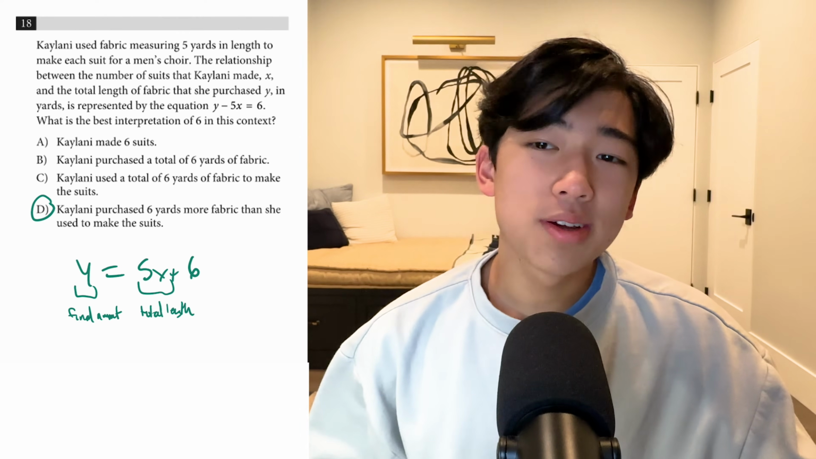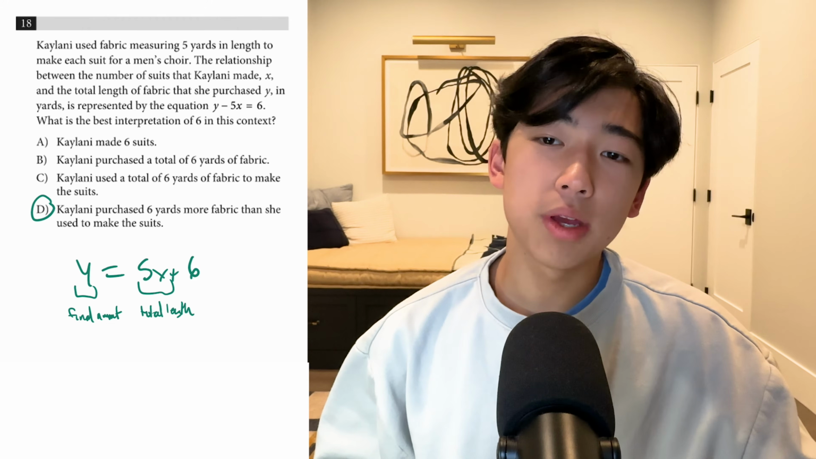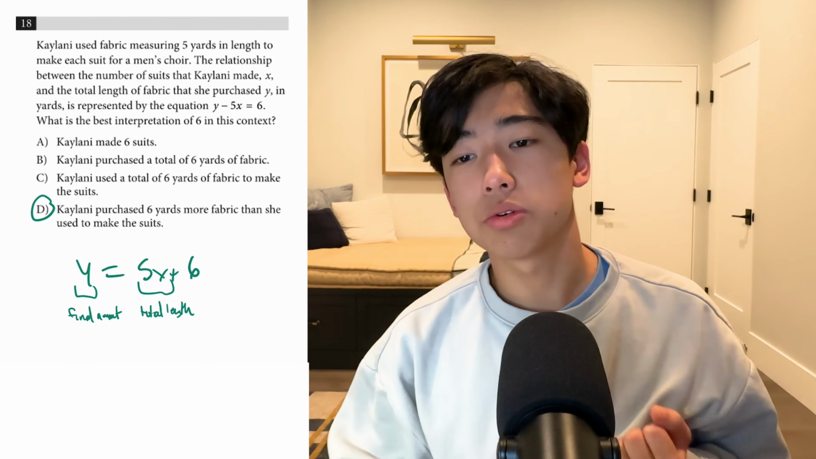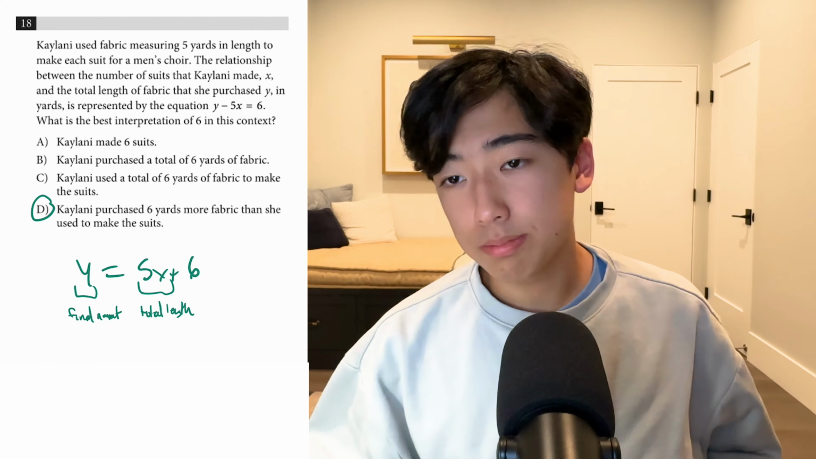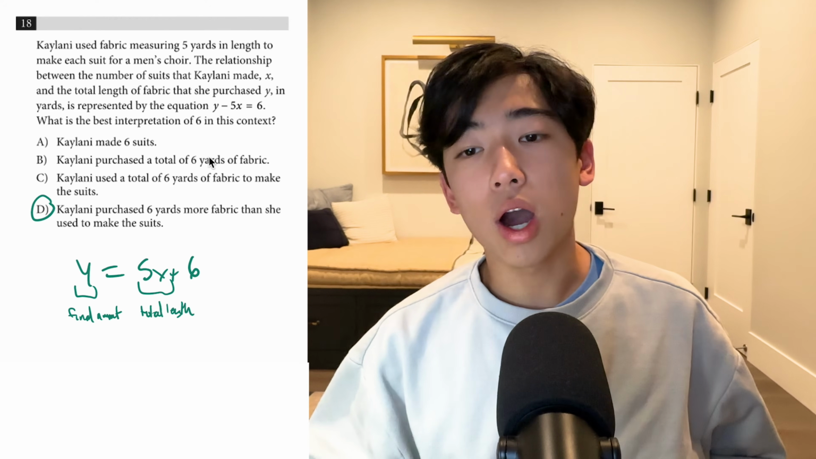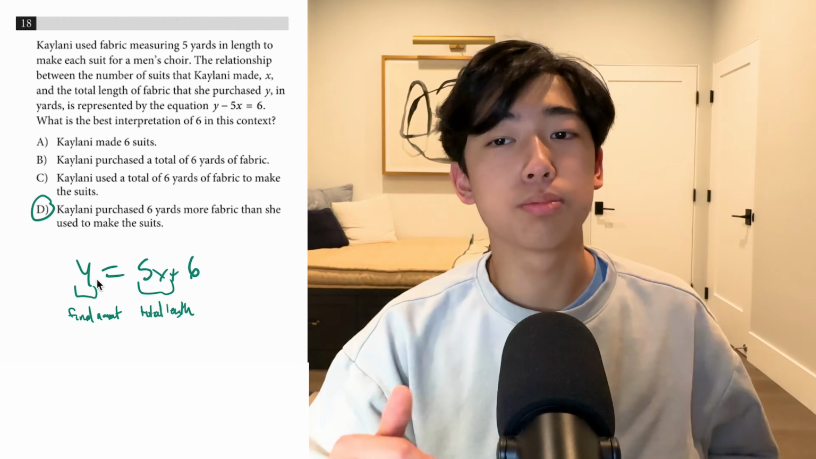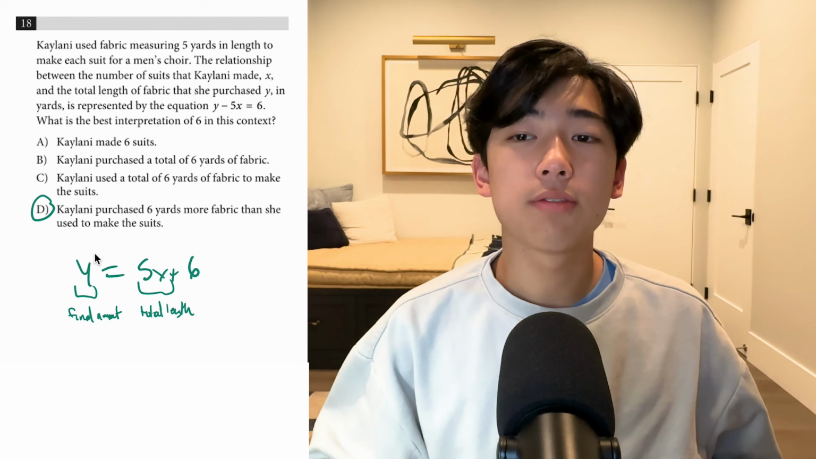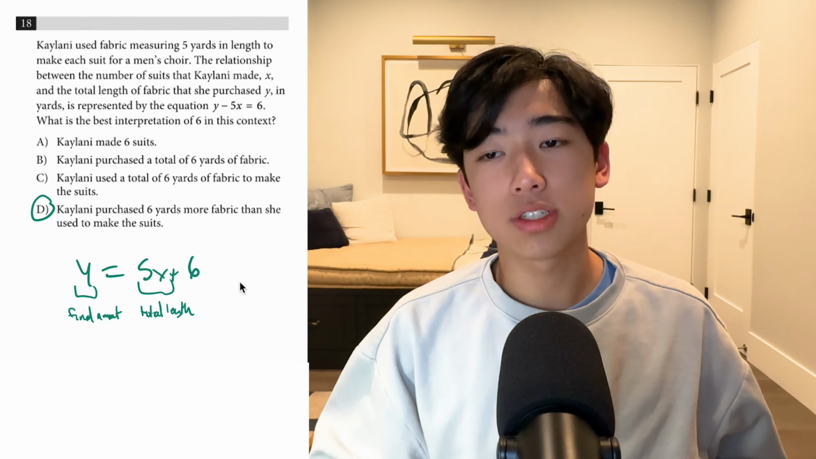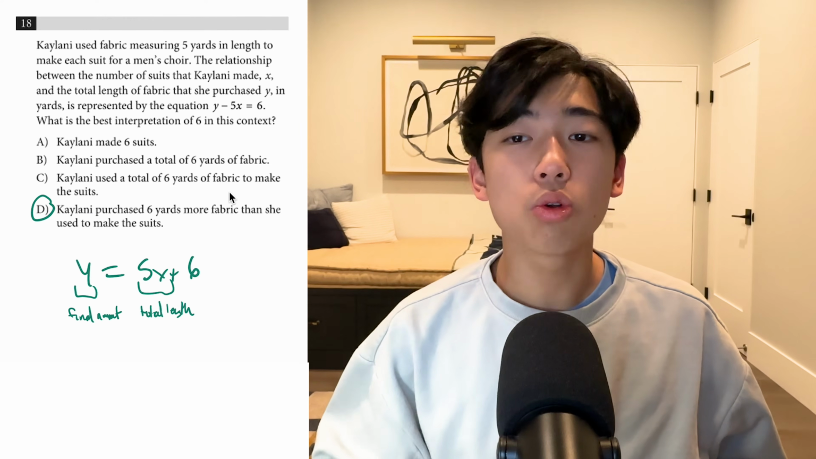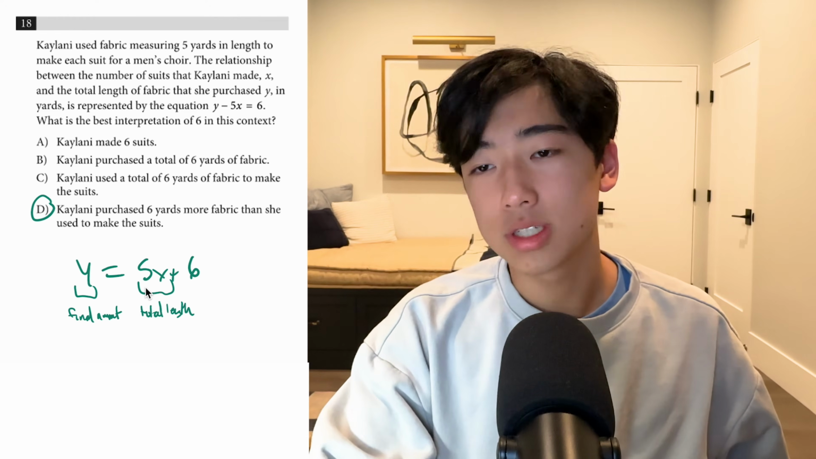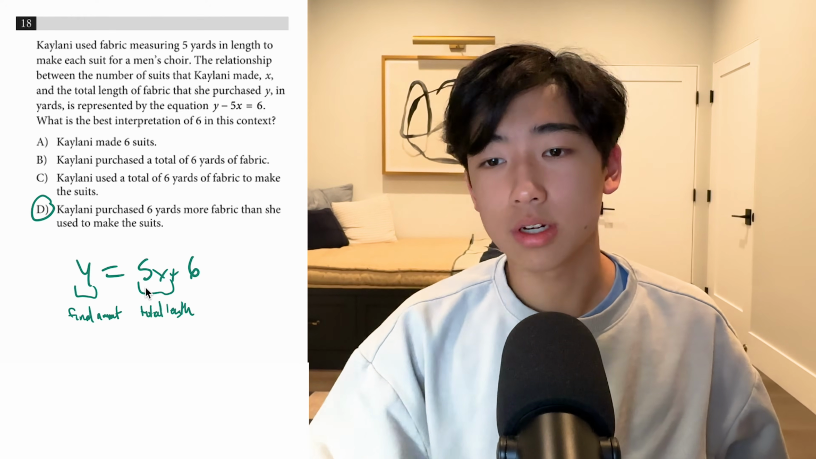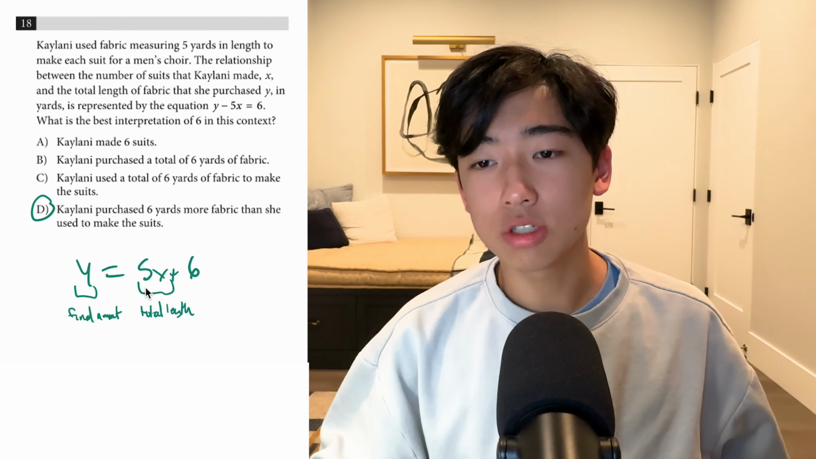Kailani uses fabric, which measures 5 yards, to make each suit. And it's creating an equation, y minus 5x equals 6. So what I did was, basically I got y, which represents how much fabric she purchased, and then equals 5x plus 6. You just move the 5x to the other side, which is the total length. So let's say she makes, once again, 10 suits. It would cost 50 yards of fabric. So this would be the total length of the suits plus 6.